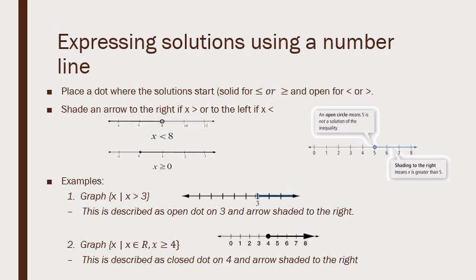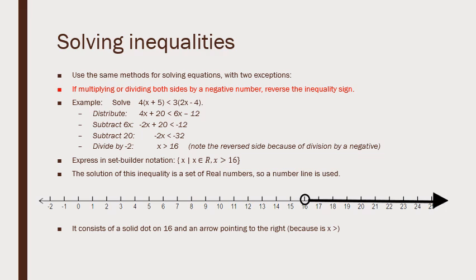Number 2, graph x such that x is an element of the real numbers and x is greater than or equal to 4. Well, this one has the equal part in the inequality symbol, so it's going to have a solid dot. Since x is greater, the arrow is going to point to the right, and you would describe this as it has a closed dot on 4 and an arrow shaded to the right.